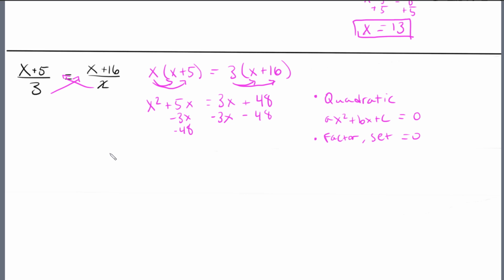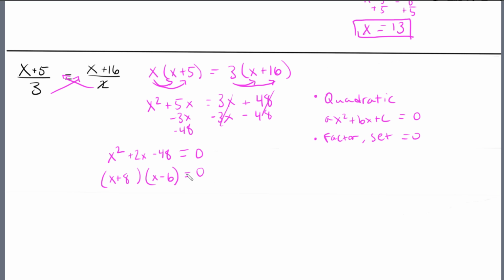So I get x squared, nothing changed there, 5x minus 3x is 2x, and then minus 48. This is all equal to 0. We have everything on the left. We can solve our quadratic in whichever way is most convenient for us. Personally, I like to factor if I can. So something that multiplies to negative 48 and adds to positive 2, that's going to be 8 and negative 6.